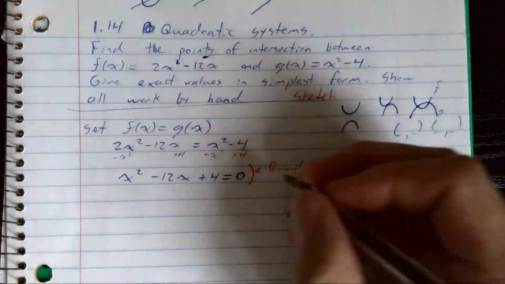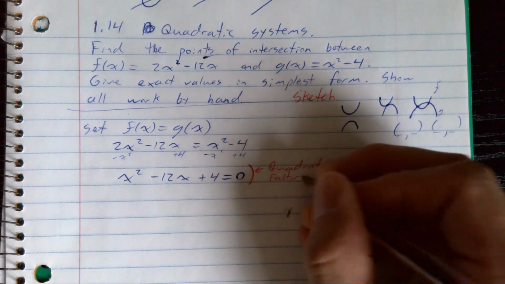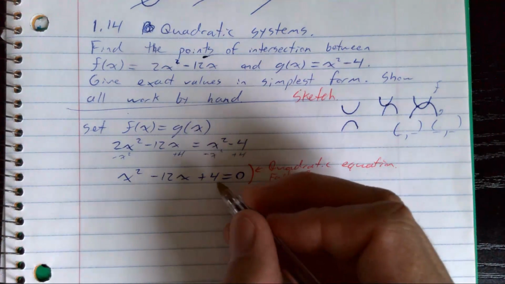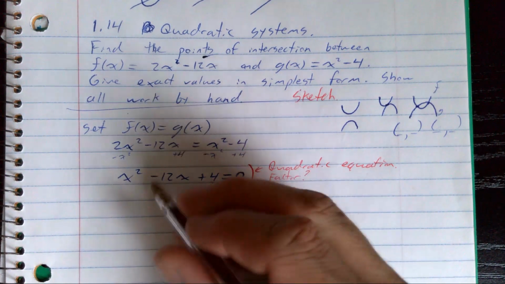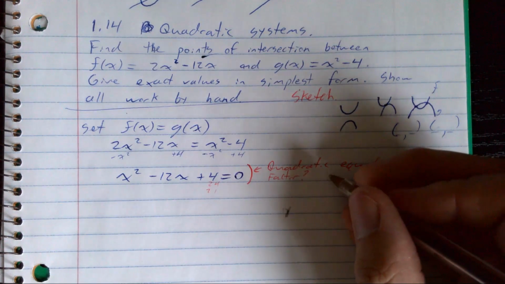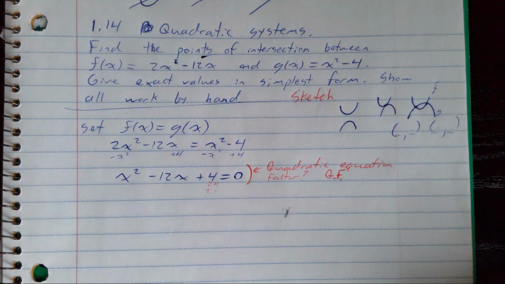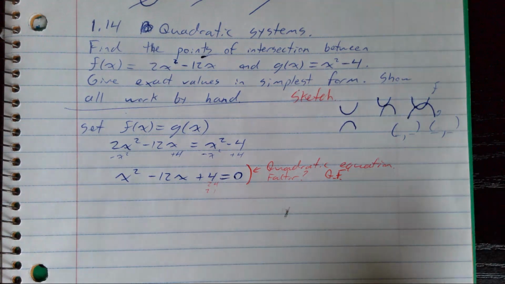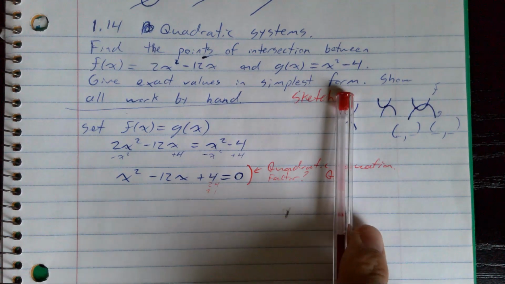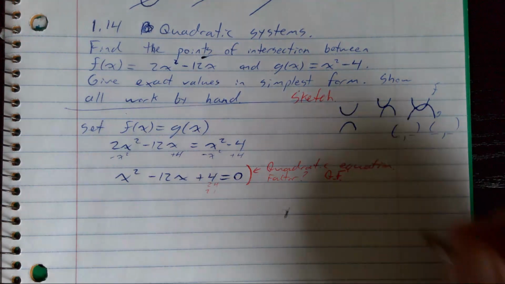We could try factoring. Doesn't look like it's going to work in this case, but it's worth trying. 4 and 1, and 2 and 2. Nope. We could use the quadratic formula, but the quadratic formula tends to give us bigger numbers, and getting exact values in simplest form is harder when we use the quadratic formula.